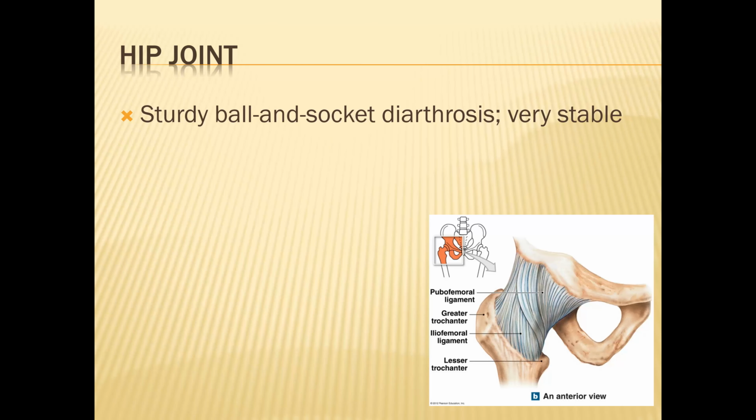So in this section, we're going to look at the hip joint. The hip joint is a sturdy ball and socket diarthrosis or synovial joint, and the hip joint is actually very stable. It has a lot of movement like the shoulder joint, but it has a lot more stability than the shoulder joint. The reasons that this joint is very stable is first you've got the head of the femur, which is a ball-like structure, and you've got the acetabulum on the hip bone where that head fits into. And the acetabulum is much more like a socket that the head can slide into than the glenoid cavity at the shoulder joint.